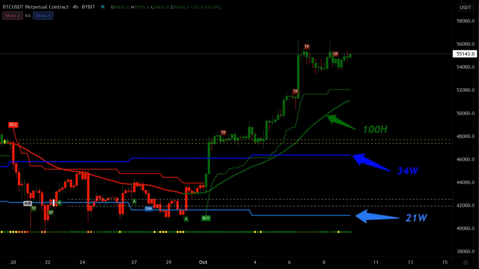You can see the 100-hour moving average actually changes color. When things are bearish, it turns red. That's a good time to enter a short. And when it turns green, that's a good time to enter a long and not trade short.